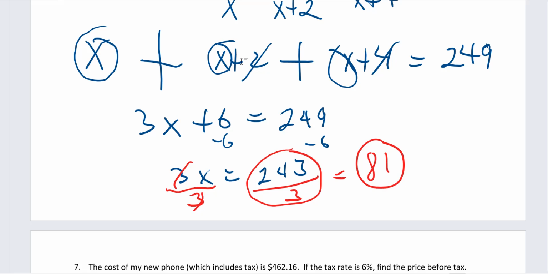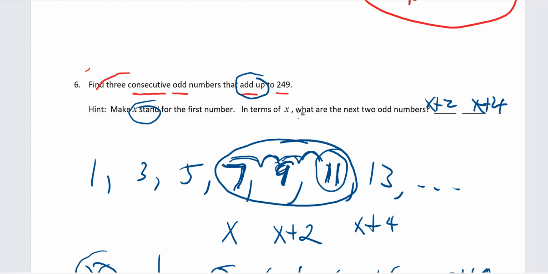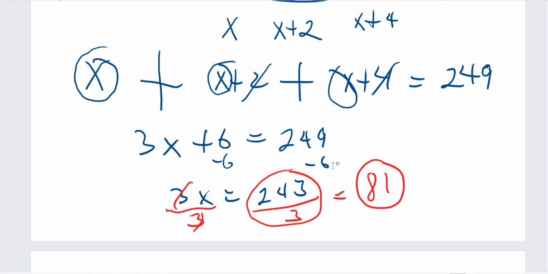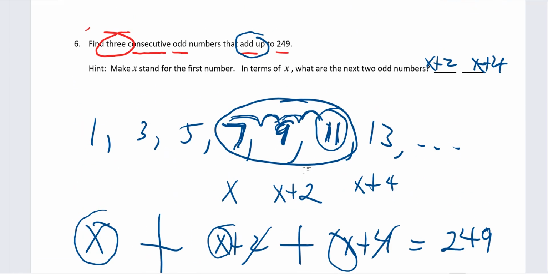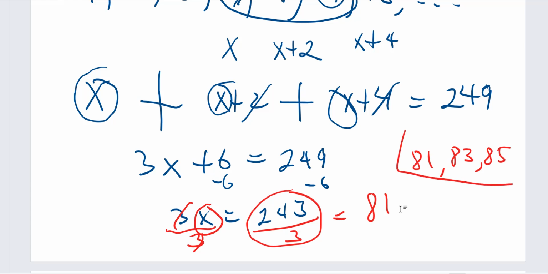Not exactly. Let's go back and look at the original question. The original question said to find the 3 odd numbers. That's only one of them. This thing that we found was the answer for x. And what did x stand for? X stood for the first number. So that means our first number is 81. We know there are 3 consecutive odd numbers, so our next number must be 83, and our last number must be 85, and that is the answer to the question. Be careful.